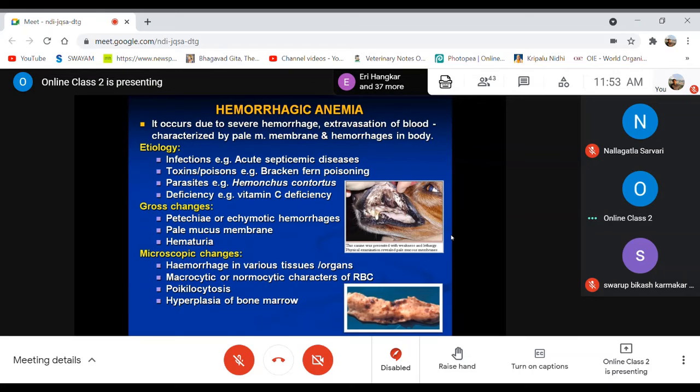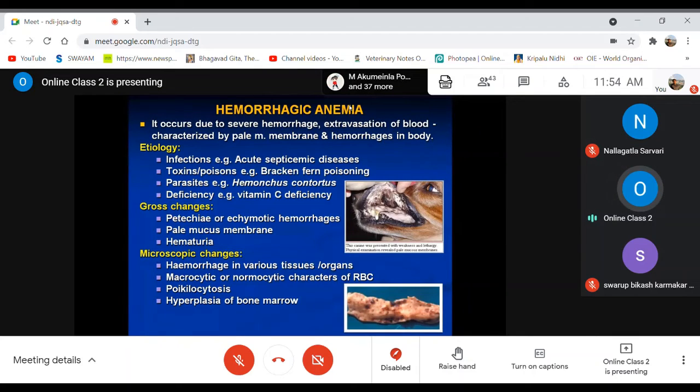Okay, and with this kind of hemorrhage, the animals or humans, any individual having this type of anemia due to hemorrhage, losing many RBCs, will show pale mucous membrane as well as many hemorrhagic lesions, maybe different kinds of hemorrhages, pinpoint hemorrhage meaning petechial, or ecchymotic, or even larger hemorrhagic lesions. Okay, so maybe in different body parts.